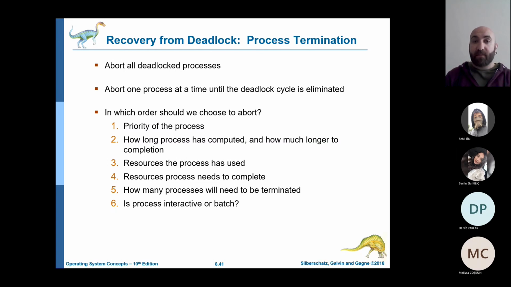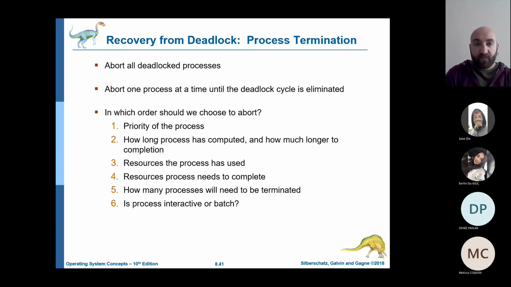To eliminate deadlocks by aborting a process or thread, we use one of these two methods. In both methods, the system reclaims all resources allocated to the terminated process. Abort all deadlocked processes. This method clearly will break the deadlock cycle, but at a great expense. The deadlocked processes may have computed for a long time, and the results of the partial computations must be discarded and probably will have to be recomputed later.